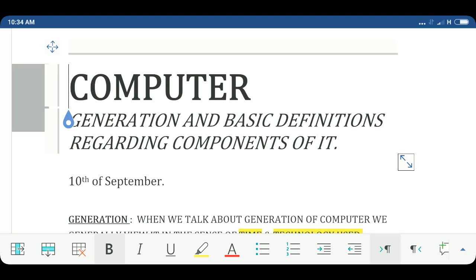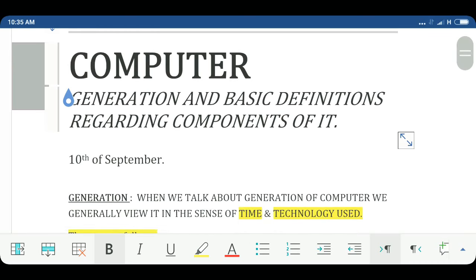From this topic, generations and components, the examiner will definitely ask one or two questions in various exams like triple C and many others. So you have to focus on this particular topic very well, because what is the meaning of generations?